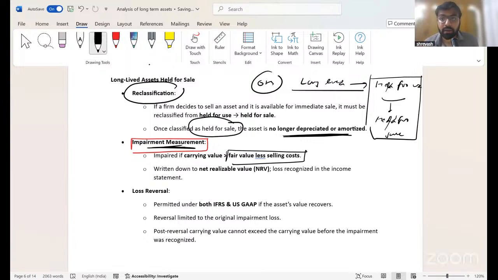On reclassification of an asset from held for use to held for sale, I will check for impairment, and impairment will happen if the carrying value of the asset is greater than the fair value less cost to sell. Remember, don't get confused with the earlier impairment; that was different. This asset is being recognized from held for use to held for sale. That's why we are checking for impairment.